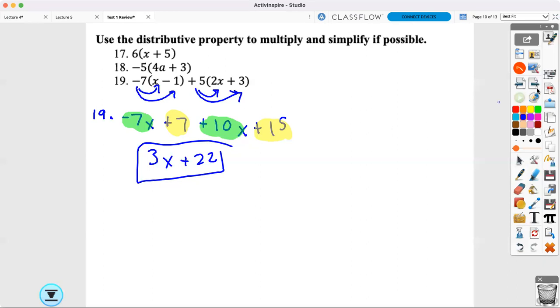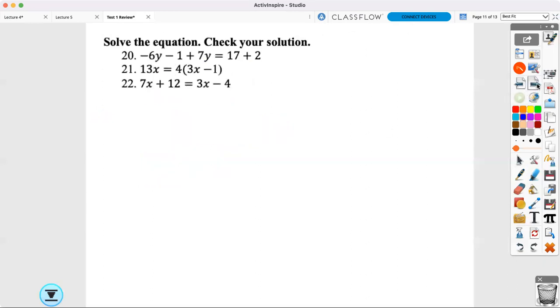All right, let's move on. Solve the equation 20, 21, 22. So I'm going to write down number 20. I'm going to write it down first, right? -6y minus 1 plus 7y equals 17 plus 2. Go ahead and I'll give you guys a minute to write this down.